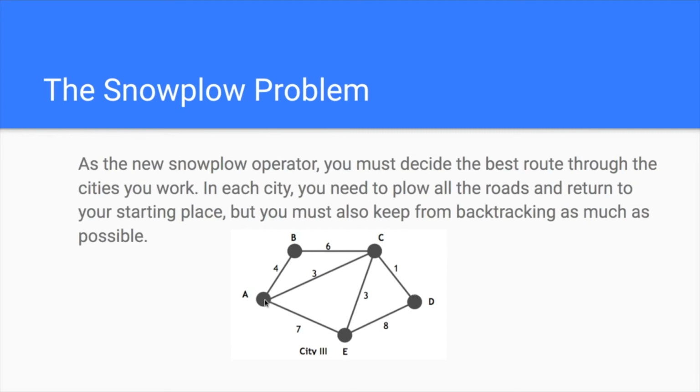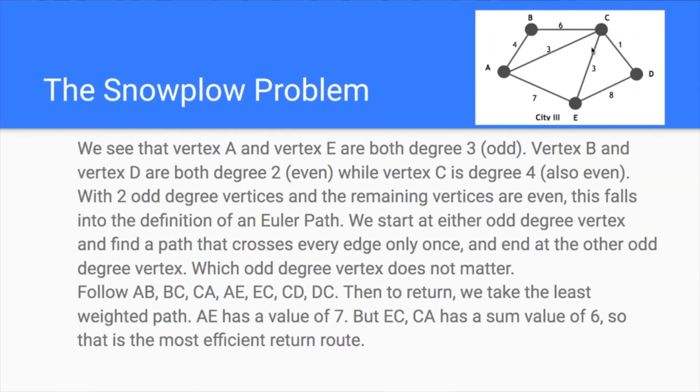So the way we're going to do that, we'll go on to the next one so we can look at it, and it's still there. Vertex A and E, both degree 3, which is odd. B and D are both degree 2, even, and vertex C is degree 4, just like I discussed. 2 odd degree vertices and the remaining vertices even falls in the definition of an Euler path.